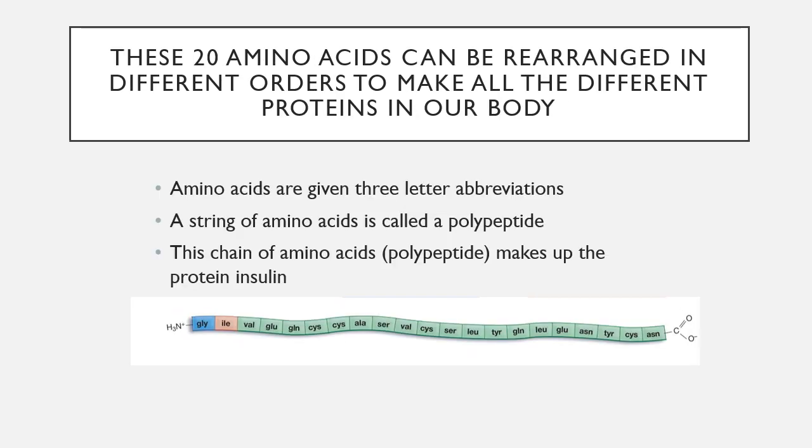These 20 different amino acids can be arranged in different orders to make all of the different proteins in our body. Again, amino acids are given 3-letter abbreviations. A string of amino acids is called a polypeptide. As your DNA code gets read, the amino acids start getting put together in a chain, and this chain of amino acids is called a polypeptide. This chain of amino acids is going to make up the polypeptide that will make the protein insulin in this picture here.